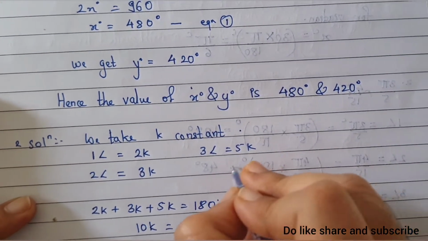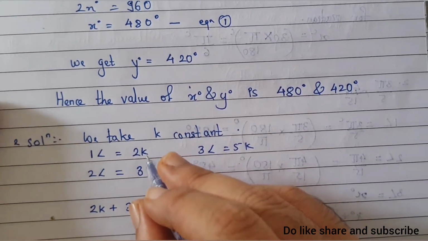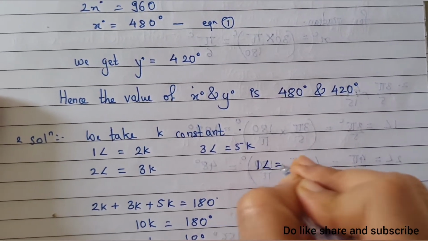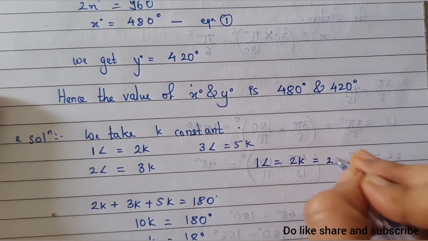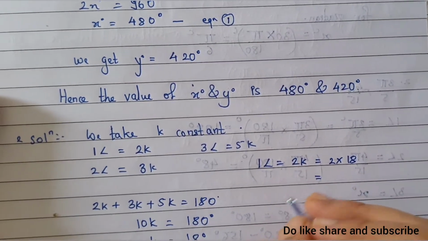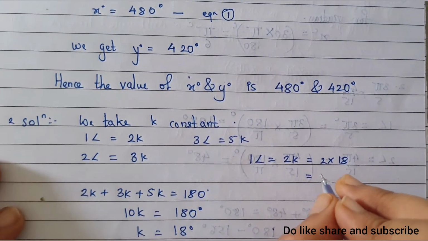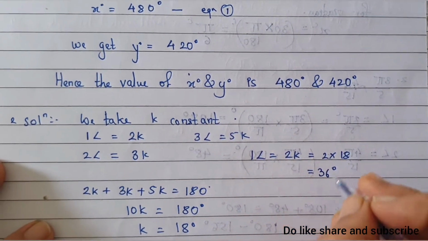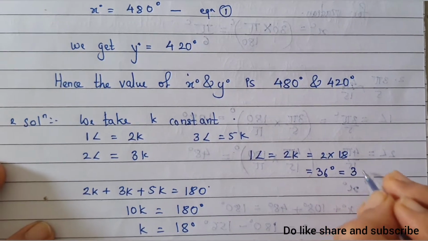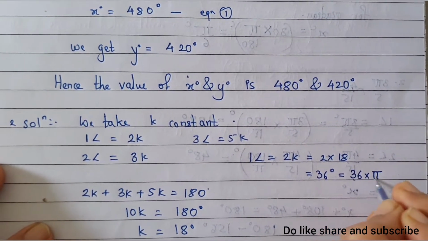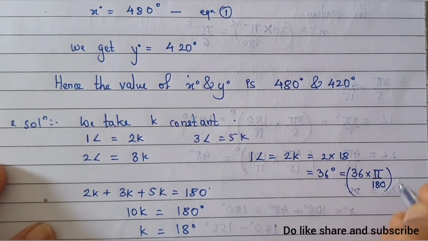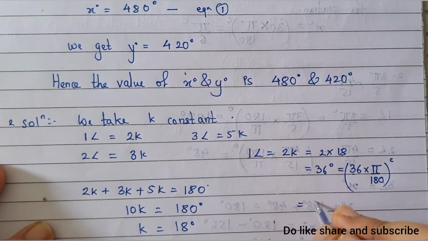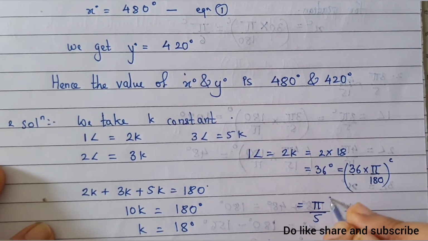Now multiply this value of k for each angle, so you can get the value of each angle. For the first angle, that is equal to 2k, that is 2 into 18, that is equal to 36 degrees. And 36 degrees can be written as 36 into pi by 180 for the conversion in radian. So that will be equal to pi by 5 radian.